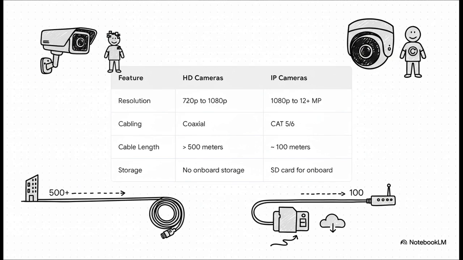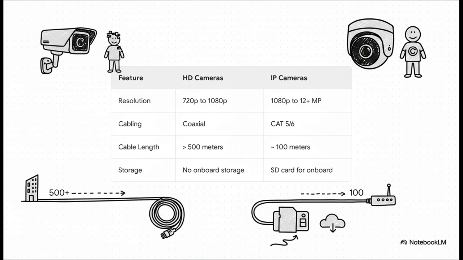First up, resolution. How clear is the picture? HD cameras, they give you a great 1080p picture, totally solid. But IP cameras? Whoa! They can go up to 12 megapixels and even higher. For, say, a business owner, that's the difference between just seeing that a theft happened and being able to zoom way in and get a crystal clear shot of a face or license plate. It's a huge deal.